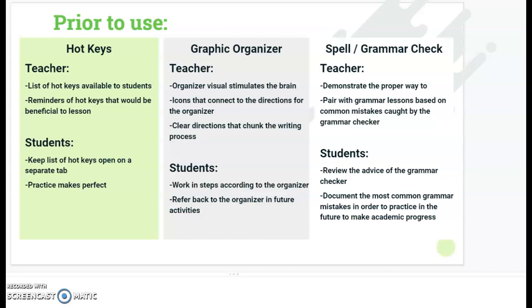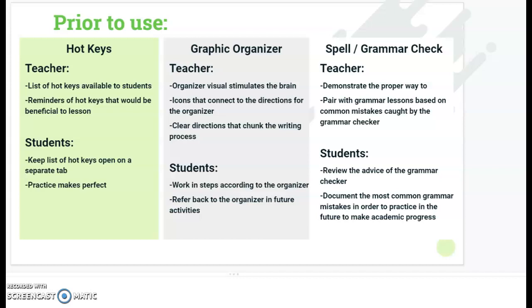As far as graphic organizers, prerequisites for the teacher: the organizer visual needs to be visually stimulating to the brain, so it needs to meet visually the expectations as far as what they are organizing. Icons that connect directly to the organizer, so for the cookie cutter one, if we are organizing what the characters saw and heard, there's a little eye icon and a little ear icon along with directions that match the icon.